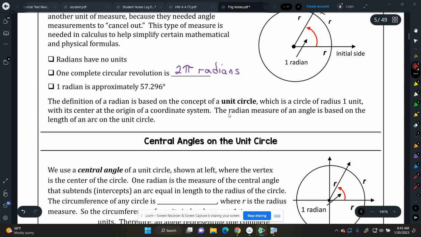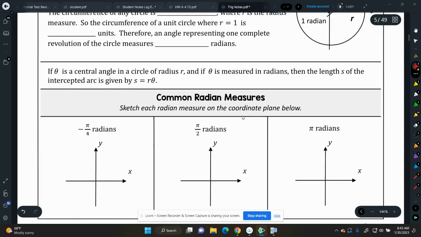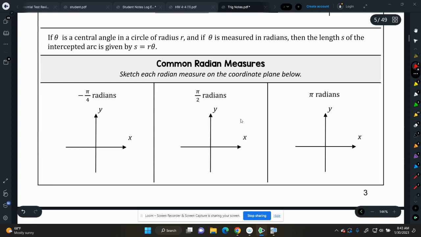Let's convert. I'm going to jump on down here to convert between radians and degrees. Well, let's do this part first so you get a good idea. We know that a full time around the circle is 2 pi. That means halfway around the circle is pi radians, right? 90 degrees is going to be pi over 2. What would 270 degrees be? 3 pi over 2. Okay.